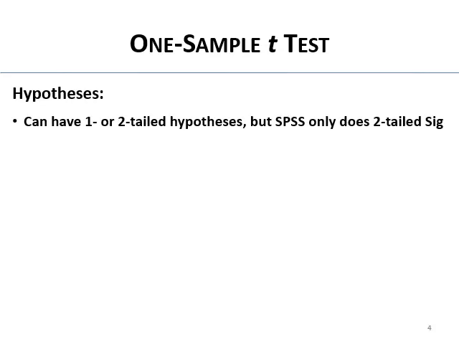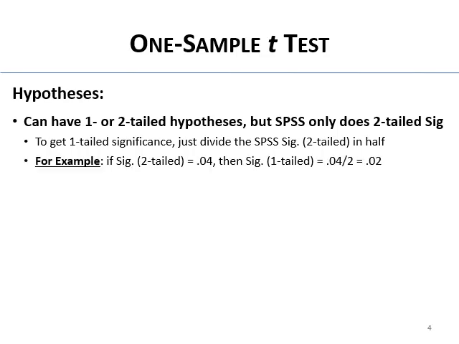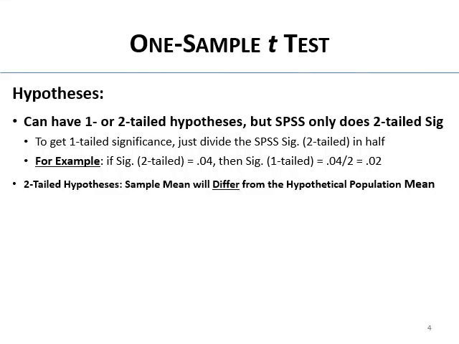So to write the hypotheses, we are comparing a sample mean to a population mean now. You can have one or two-tailed hypotheses, but SPSS only calculates two-tailed significances, but don't you fret. You can get a one-tailed significance by just dividing the sig that SPSS gives you in half, divide by 2. So for example, if it gives you a sig two-tailed of 0.04, sig one-tailed would be 0.04 divided by 2, you get 0.02. So it's not a big deal at all.